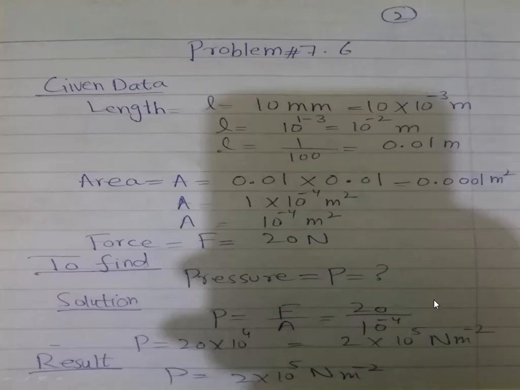If you take 10 to the power minus 4 on the top, it will be 10 to the power plus 4. So how did I find 10 to the power 5? Because 20 is 2 multiplied by 10 to the power 1, so 4 plus 1 is 5. So 2 into 10 to the power 5, and the unit of pressure is Newton per meter square. Because the unit of force is Newton and the unit of area is meter square, the unit of pressure will be Newton per meter square. So my result will be pressure 2 into 10 to the power 5 Newton per meter square.